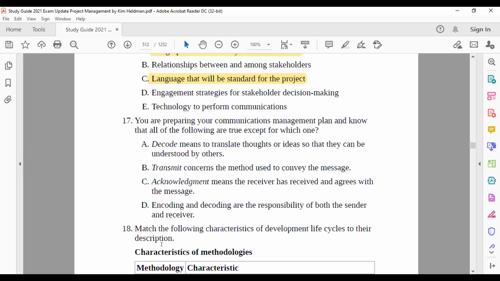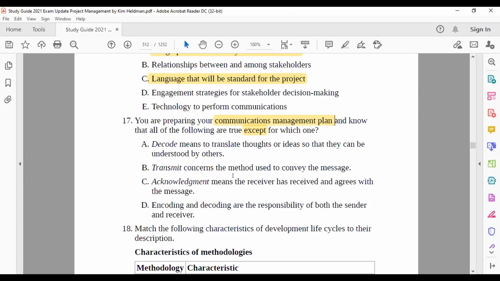Great, 17. We are going with a good target. Maybe you could finish all 20 today. You are preparing your communication management plan. Everything is true except which is not true for the communication management plan. This is the way of reading the questions. Decode means to translate. Yes. Transmit concerns the method used to convey the message. Yes.